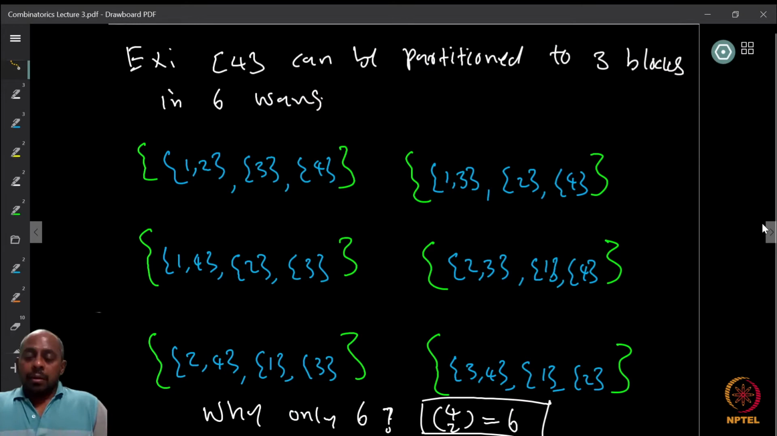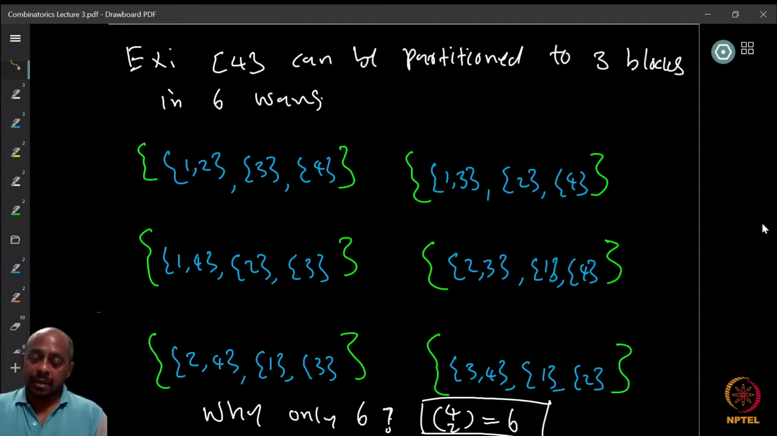Now here is an example. If you take the set 1, 2, 3, 4, then you can partition this into 3 blocks in 6 different ways. So I want to partition it into exactly 3 blocks. That is the claim. So let us look at the 6 sets that I am going to give and see whether they are partitions first.